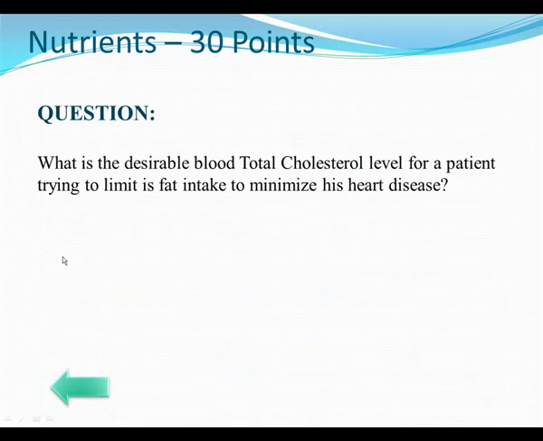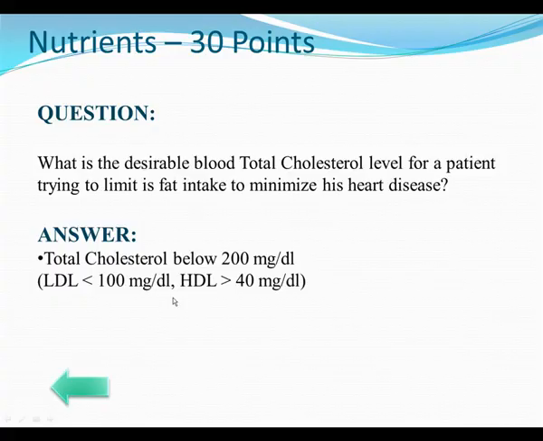What is the desirable blood total cholesterol level for patients trying to limit fat to minimize heart disease? Total cholesterol needs to be below 200 milligrams per deciliter. You know, the LDLs, which are the lousy lipids, those are the ones we don't like. They like for them to run below 100. The HDLs, we call those the happy lipids, they need to be more than 40 on their lipid profile. So those are some numbers that you're aiming for with your patient that has a potential for hyperlipidemia, and you're checking their blood lipid profiles.